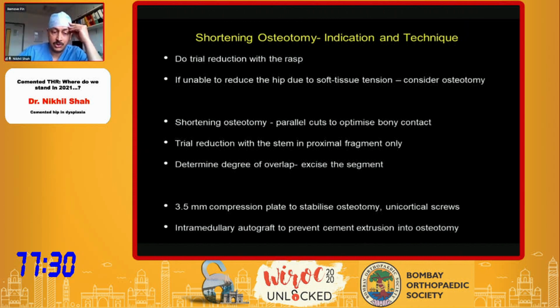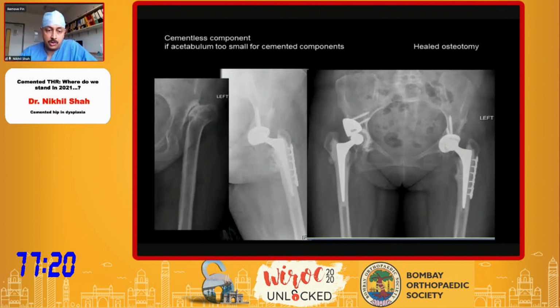Then I stabilized the osteotomy with a 3.5 millimeter compression plate using unicortical screws and use intramedullary autograft so as to prevent the cement from extruding into the osteotomy. And then that's the technique, the early X-ray and the follow-up X-ray with a well-united osteotomy with a cemented stem. In this case, the acetabulum was very small, and it was so small that I could not even get a 38 by 22 polyethylene cup inside. And so I use an uncemented cup for these cases. These are bantam cups, and they go as low as 38.